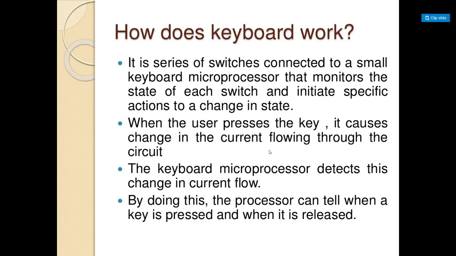When you switch on the fan, it works. When you switch on the bulb switch, it comes on. Same thing: as you press the key, it makes a change in the current flow through the circuit. So the keyboard microprocessor detects this change in the current flow, and by doing this it can tell which key is pressed and when it is released.